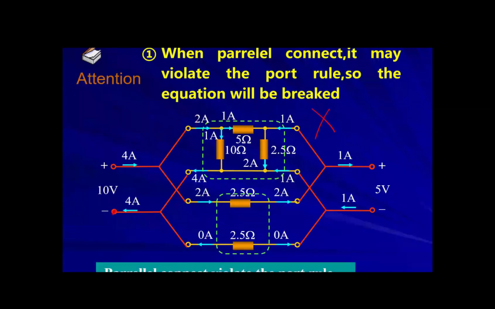So the parallel connect violate the port rules. So the total Y not equal to the Y1 plus Y2. Because in this connection, the Y1 and Y2 never exist. Y1, Y2 only exist for the two-port network, but when them connect together, they are not two-port network anymore.